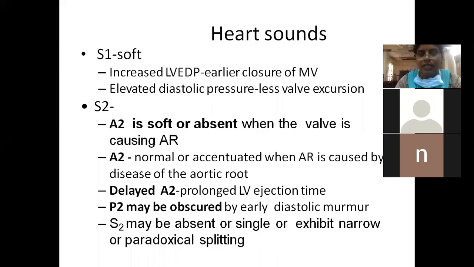And sometimes there is a delayed A2, due to either increased LV ejection time or increased pressures. It may be heard as a single sound or sometimes a paradoxical split, all depending upon the pressures in the left ventricle. And P2 may be obscured or masked by the early diastolic murmur of the AR. These are the auscultatory findings.